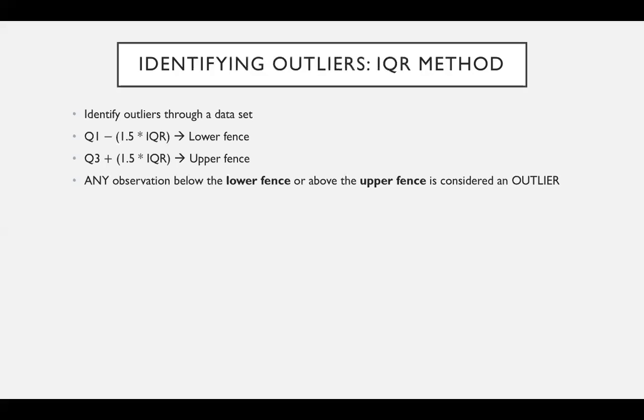So once you find the lower fence and the upper fence, if you have any data that's below the lower fence or above the upper fence, that's considered an outlier. So that's how you know. If there's no data below the lower fence or above the upper fence, then you have no outliers, and that's your conclusion for that. So to show an example of this, we can use test scores.